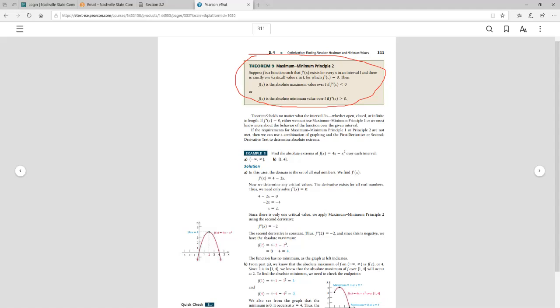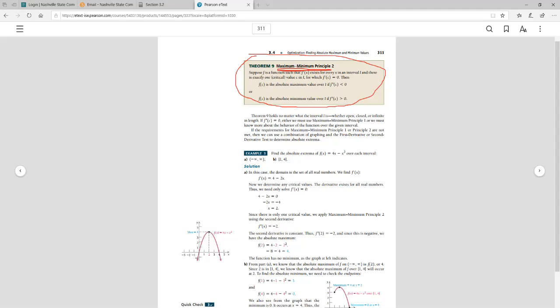Let me say that again. If the second derivative at that point is negative, it's an absolute maximum because it's concave down. Or it is an absolute minimum value over the interval if the second derivative is positive. Remember, if the second derivative is positive, then it's concave up. And I misspoke. I thought this was actually a different theorem. This is actually a very powerful theorem to know. So let me go back and talk about it a little more in depth.